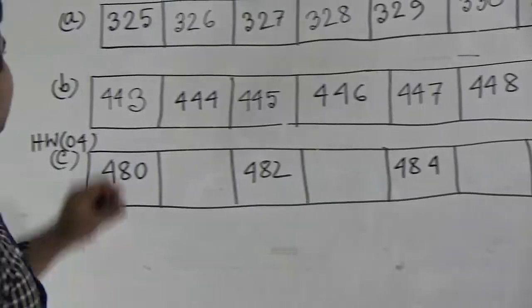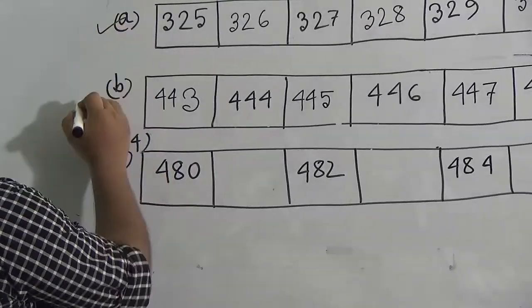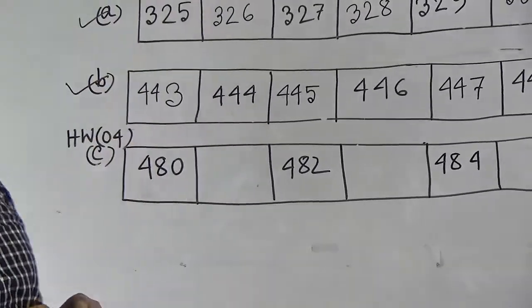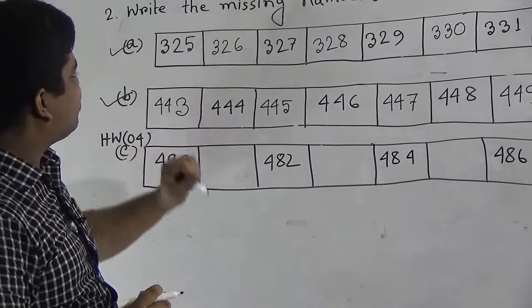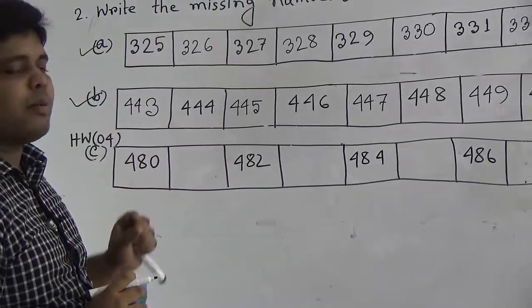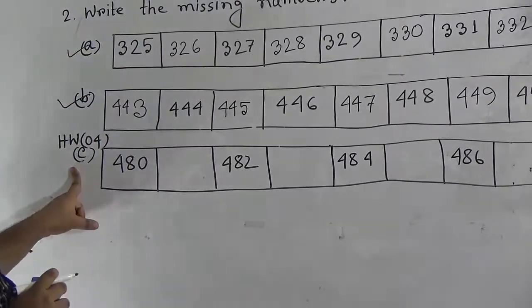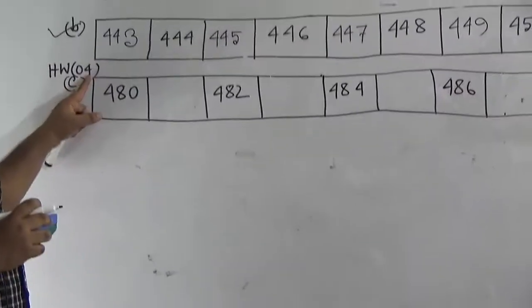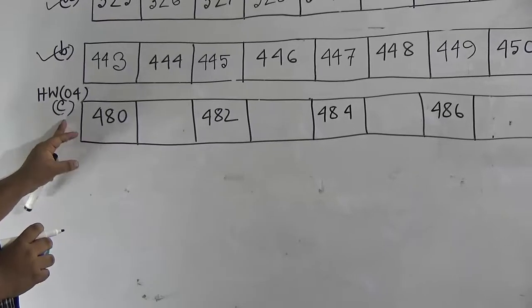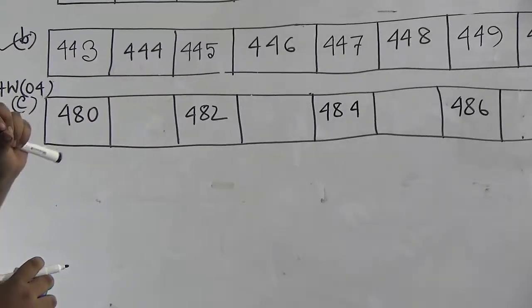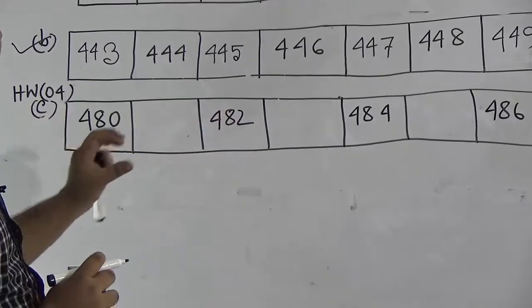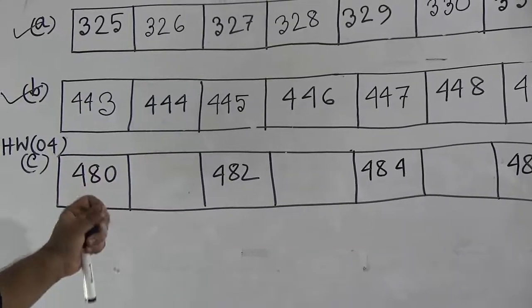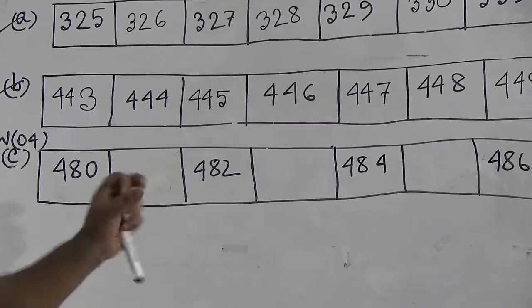Okay, my dear students, questions A and B are done. I hope you understood how to put the missing number in the box, and the next question, 2C, will be your SW, which is SW number 4. Here a box is given, some numbers are given and some numbers are missing. So we need to fill up these missing numbers in the box.